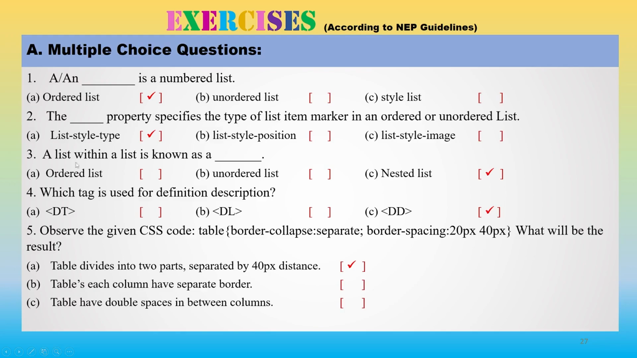A list within a list is known as nested list. Which tag is used for definition description? DD, definition description, DD. Observe the given CSS code. Table, border collapse separate, border spacing 20 pixel and 40 pixel. What will be the result?